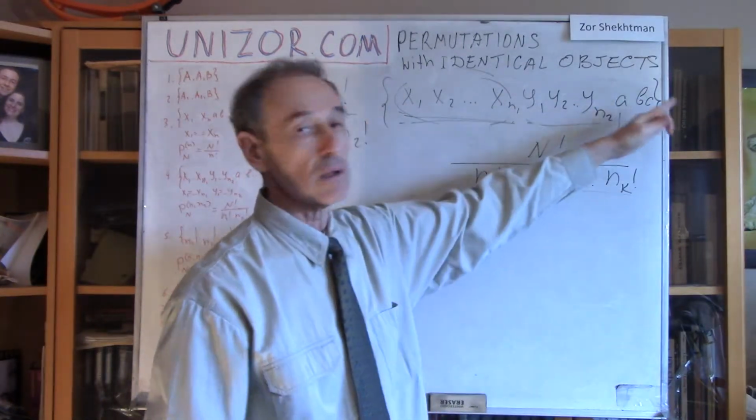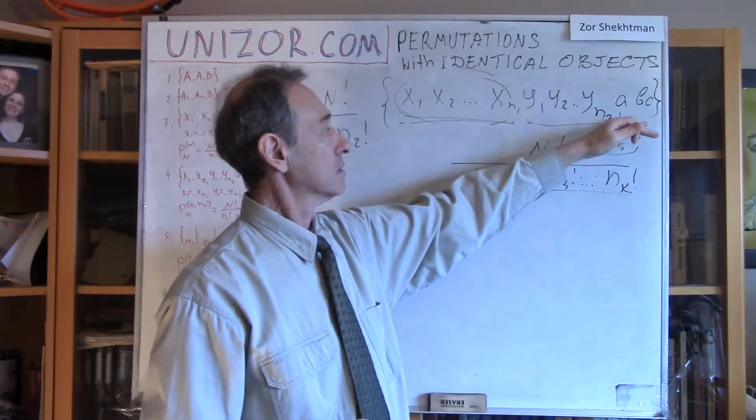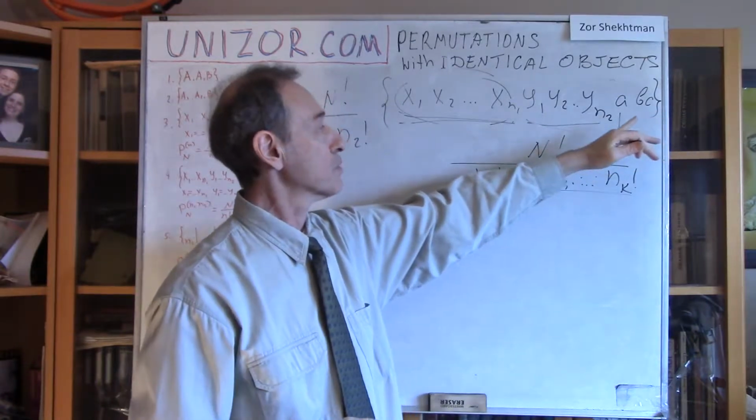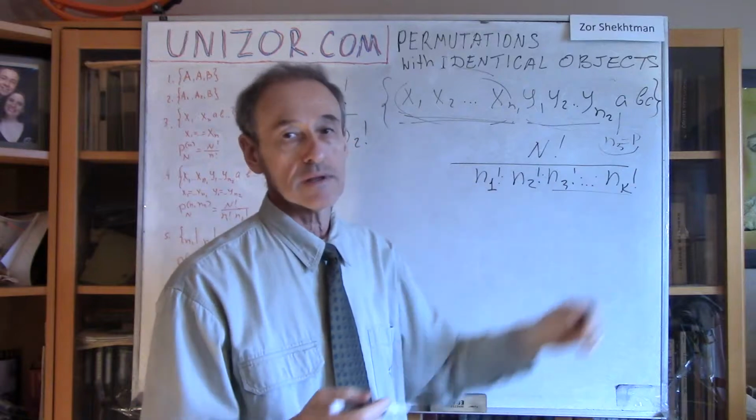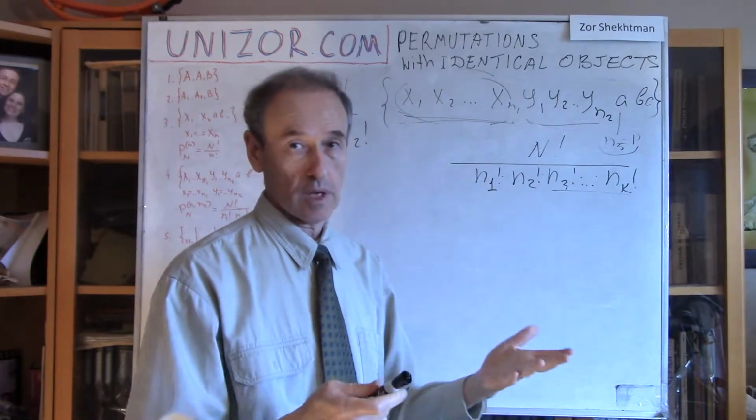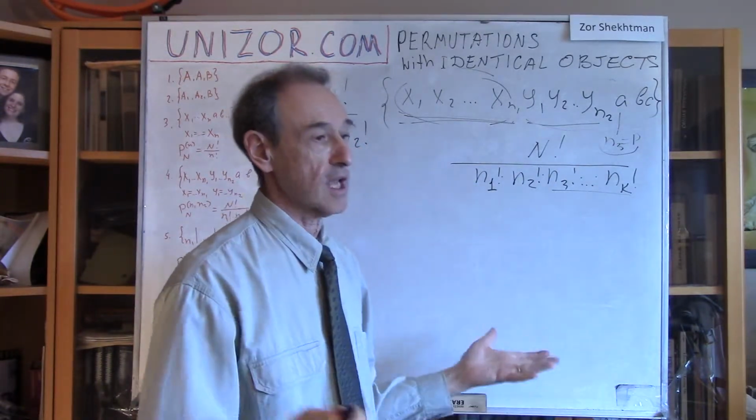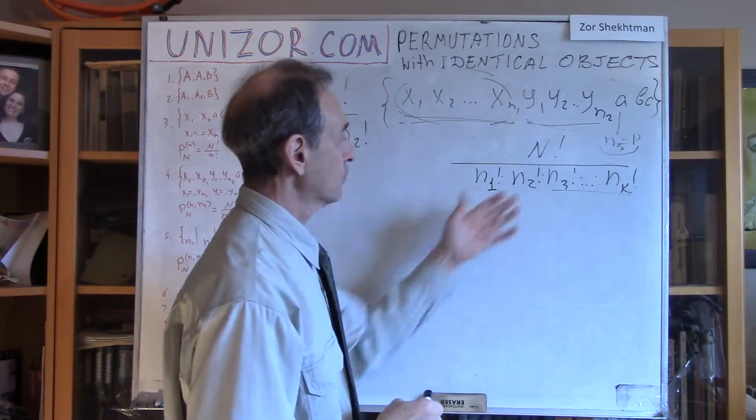So if you have single different objects within the set, you can still consider them as elements of the groups, but the groups contain only one element, and the formula is still valid.